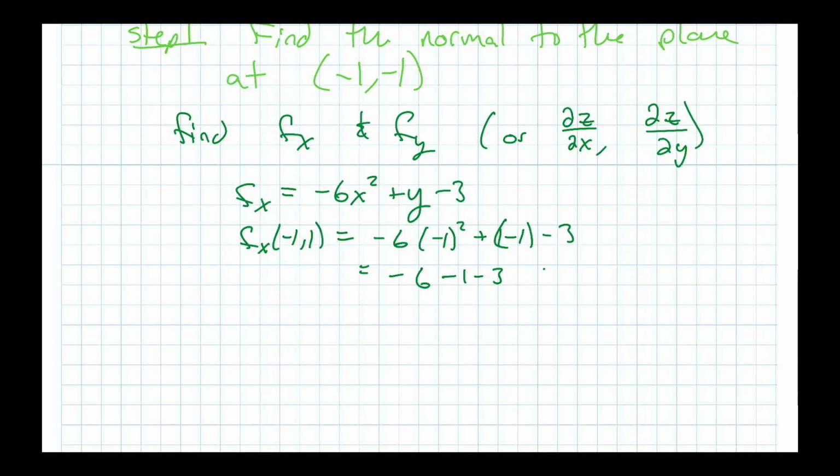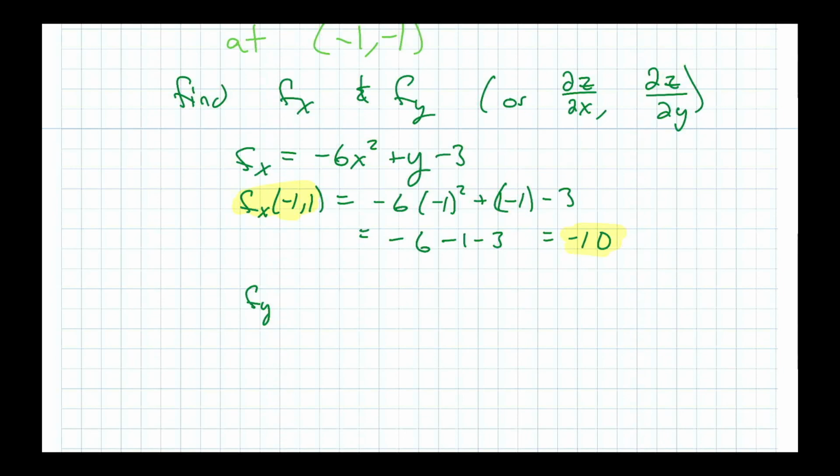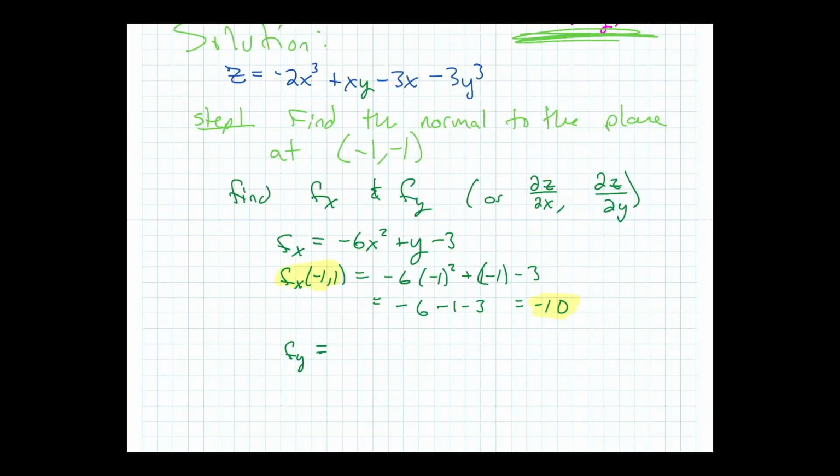So that's negative 10. So we have this derivative is negative 10. We need the one for fy. At first, we just need fy. So fy is, where's the function so I can look at it? So the y derivative, that's going to be 0. The derivative of xy with respect to y is x. And then the last term has a y, so it'll be negative 9y squared.